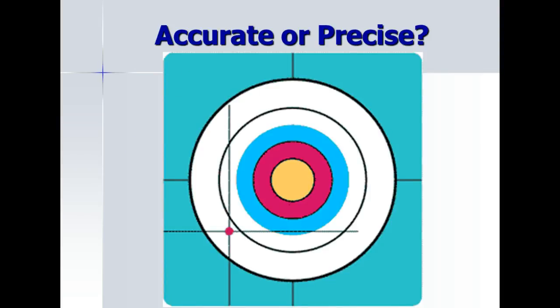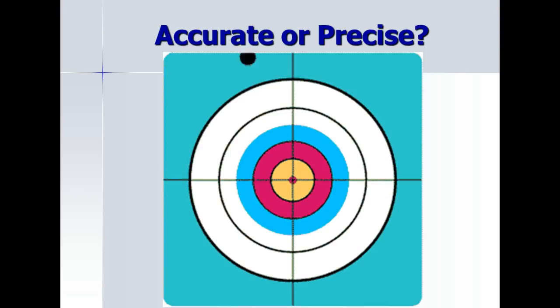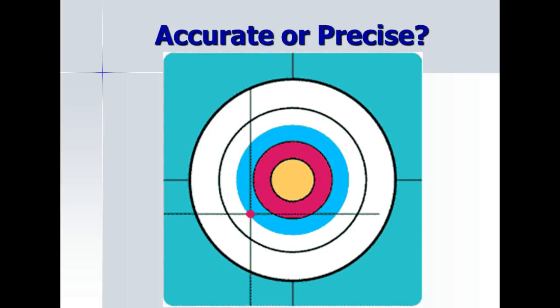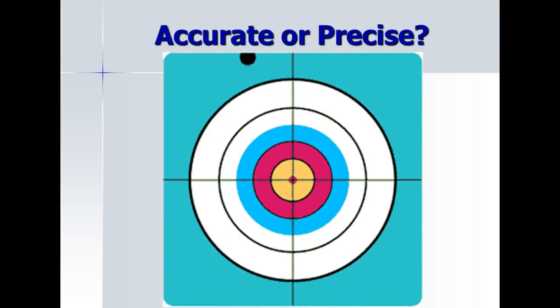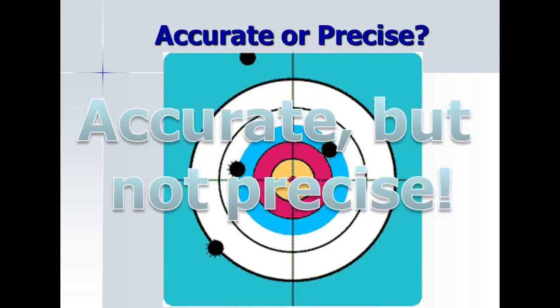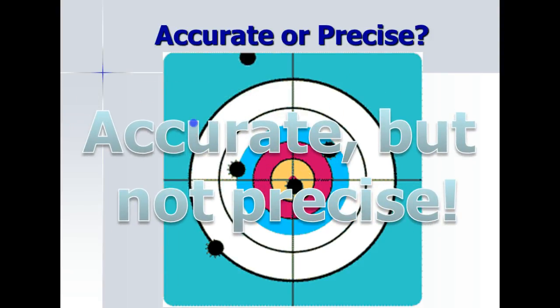Here's another target. So we've got some off there. Oh, there's one in the bullseye. Another one. So this could be considered accurate because you got a couple in the bullseye, but it wouldn't be very precise because they're not in the same spot. So it's accurate but not precise.